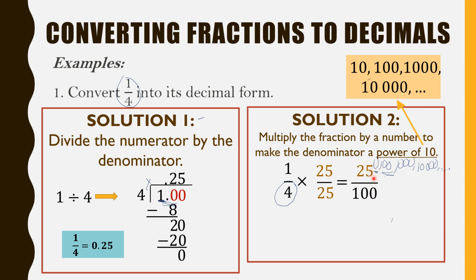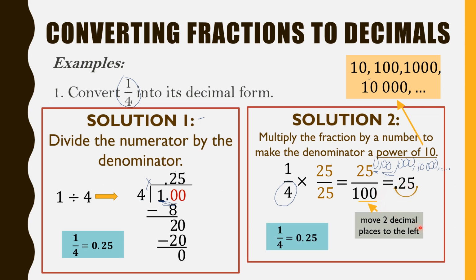And when we rewrite that as a decimal, we write 25 and then count the number of zeros in the denominator. So we have 2. It means that we will move the decimal point 2 places to the left. So we have 1 and 2. Okay, there you go. Step by step. So 2 decimal places to the left, and we have 0.25 or simply .25. So it's up to you which solution would you prefer to use. Okay, but either both methods are acceptable.